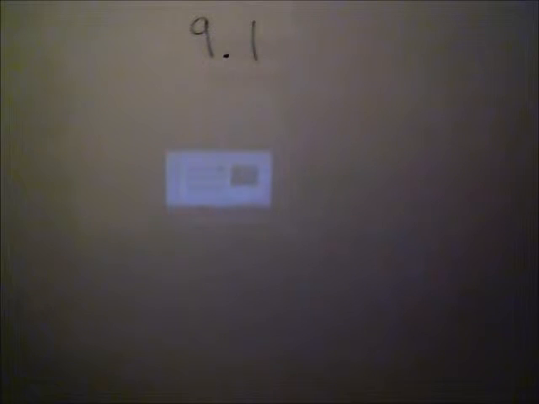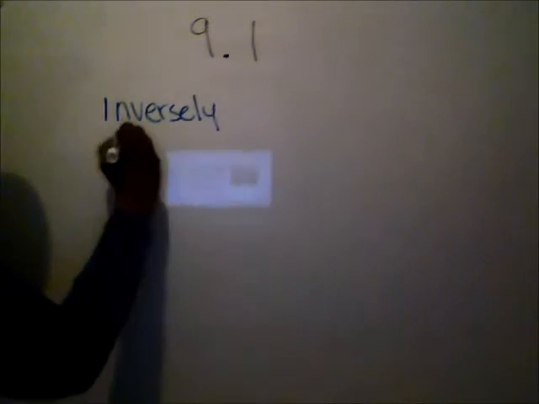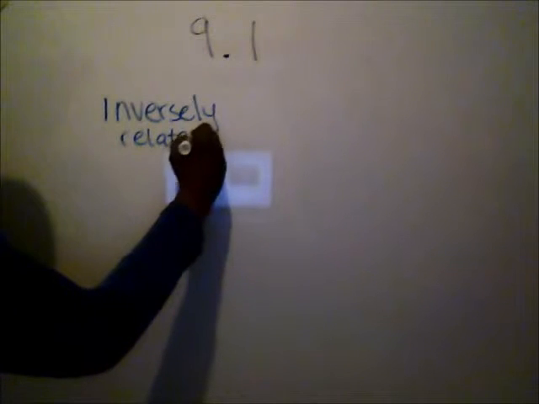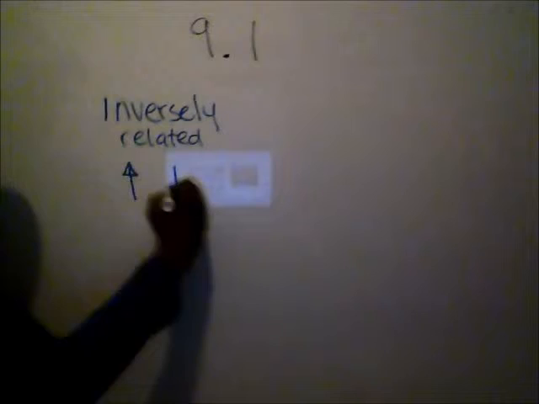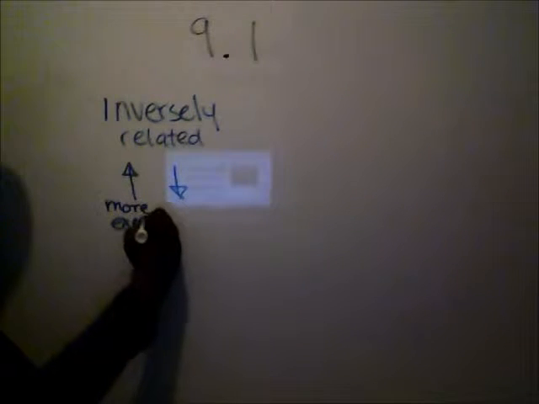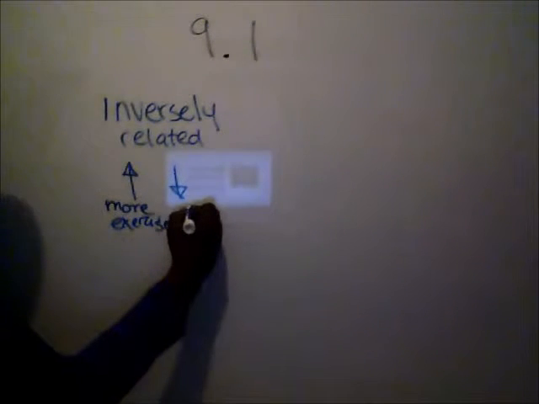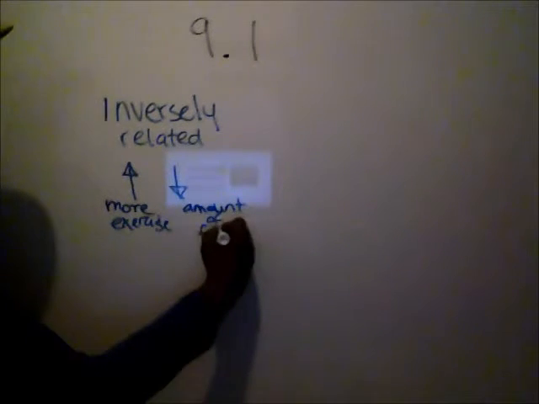Okay, so for 9.1, you guys talk about inverse and direct relationships. If we define what they are first, if something is inversely related, or has an inverse relationship, what that means is as one goes up, the other one goes down. As an example, we could use exercising. The more that we exercise, the amount of fat that someone may have is going to decrease. So they go in opposite directions.